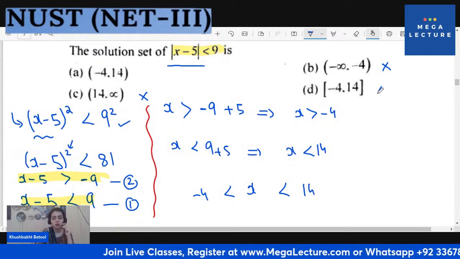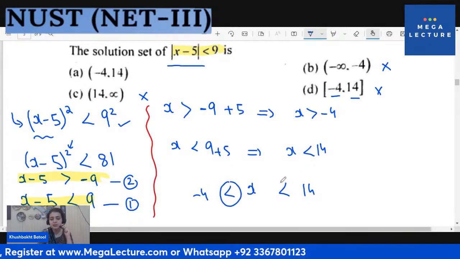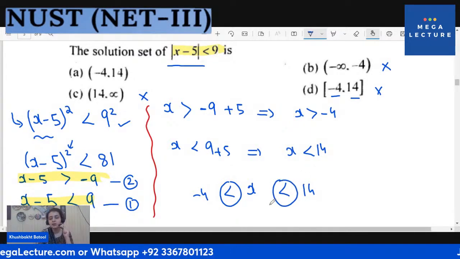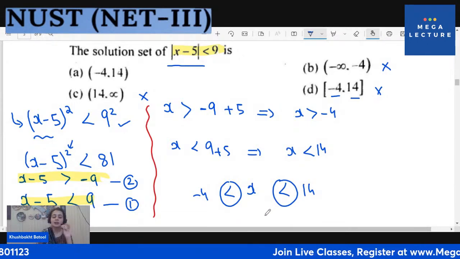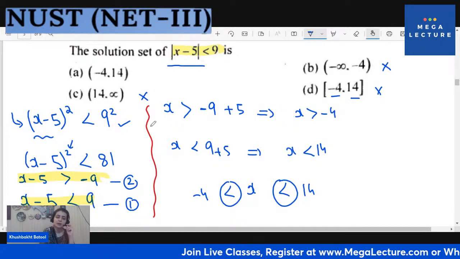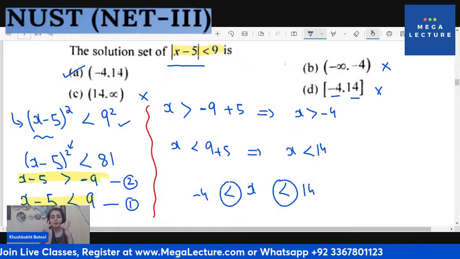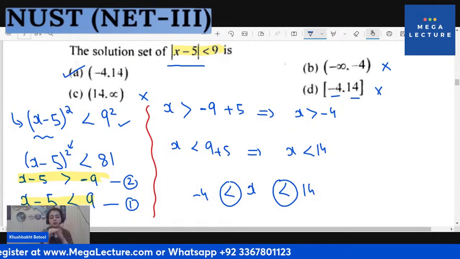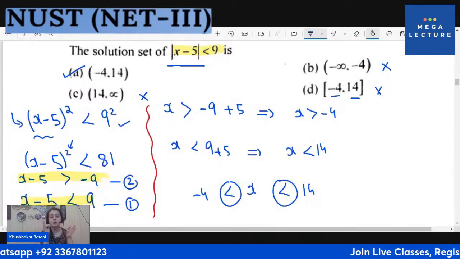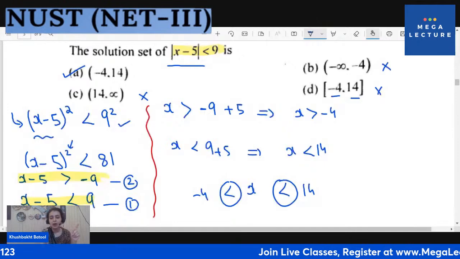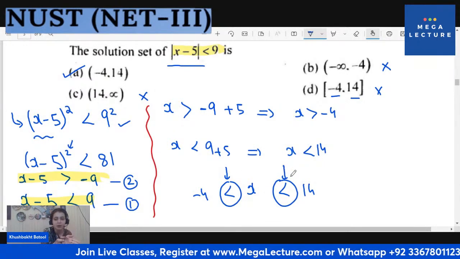This is not the answer because -4 and 14 are not included. This is just inequality. We are not saying less than or equal to and greater than or equal to. We're just saying less than and greater than. So the answer is going to be A in this case. What is the difference in A and D? In A, the values are between -4 and 14, and in D, -4 and 14 are part of the solution, which is not the case. When you have this sign and this sign, it means you're staying between -4 and 14.